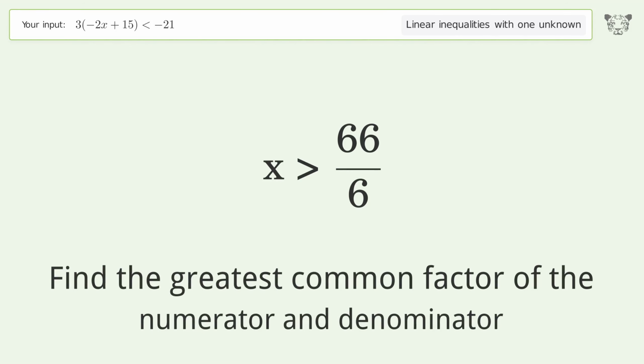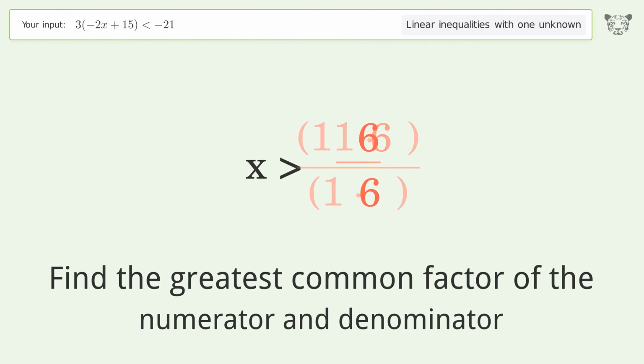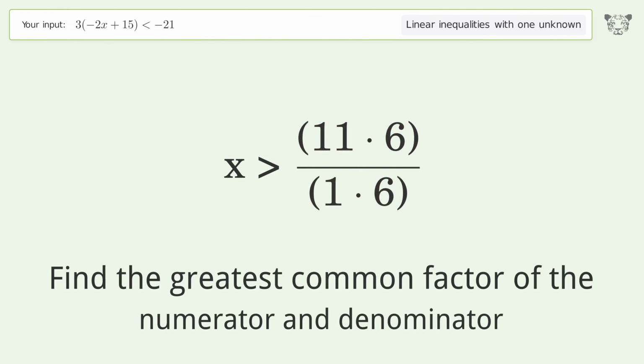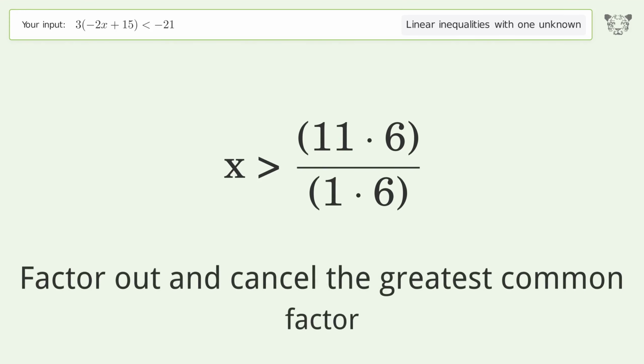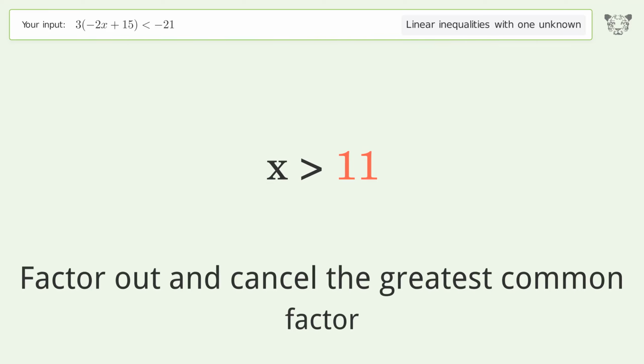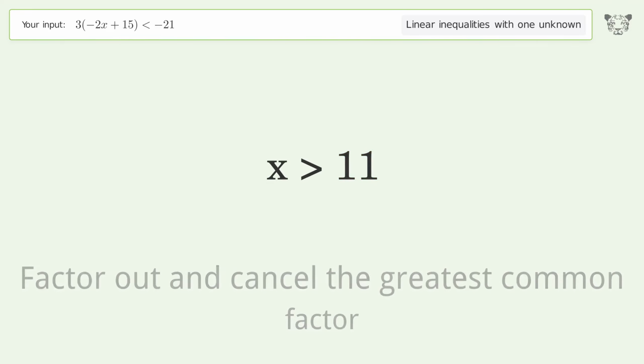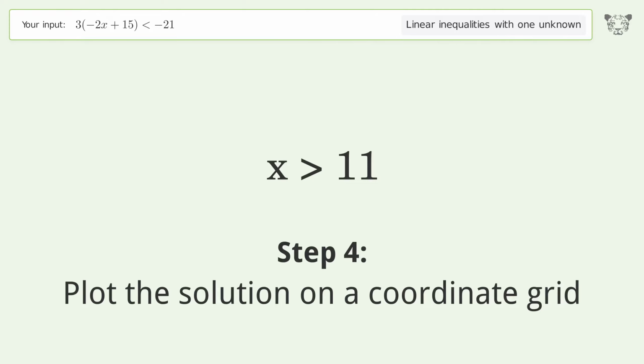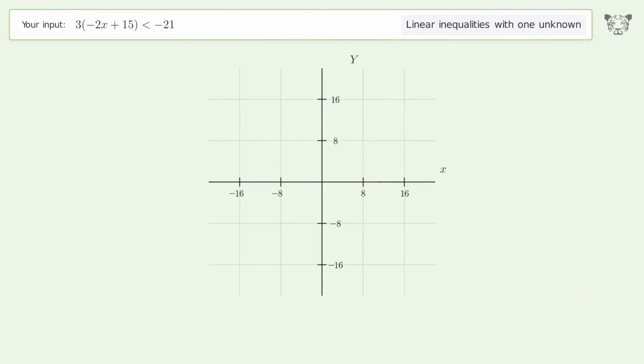Find the greatest common factor of the numerator and denominator. Factor out and cancel the greatest common factor. Plot the solution on a coordinate grid. And so the final result is x greater than 11.